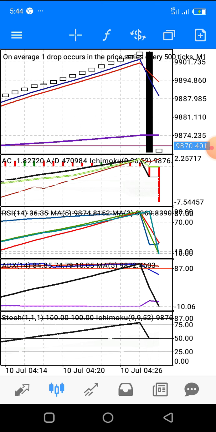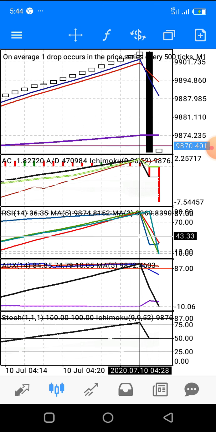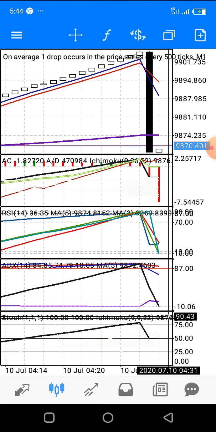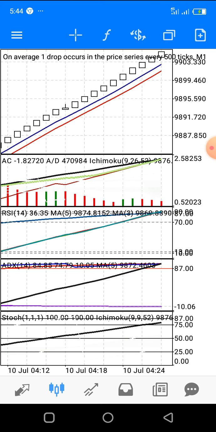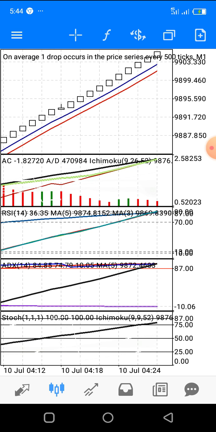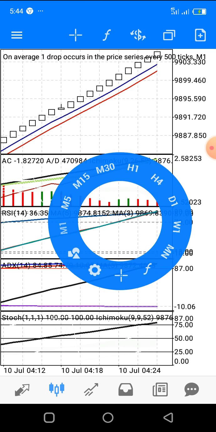This is the point where it got to the 75 line, and it crossed over the 75 line. If you look here very well, you can see that all of the indicators were together, and it has crossed the 75 line.